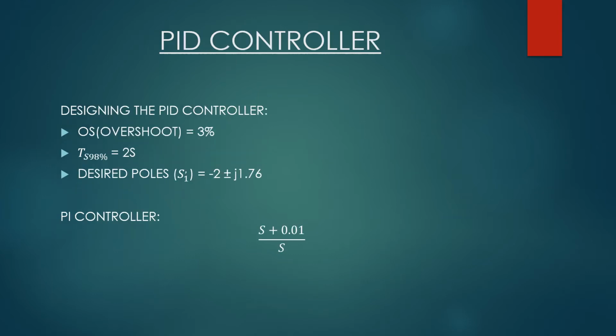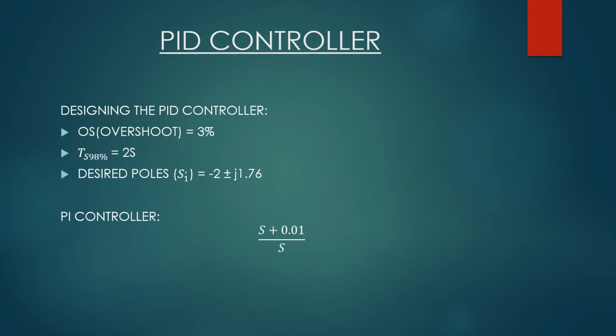PID controller. For designing the PID controller, the following parameters were set. Overshoot was let equal to 3% and 98% settling time was let equal to 2 seconds. The following were the desired poles.